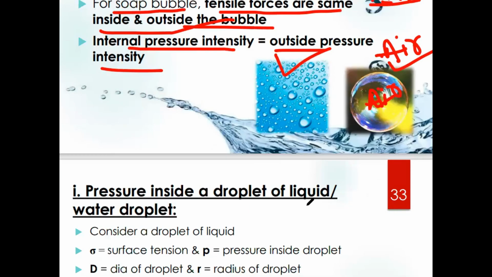So next you have the pressure equation. The pressure equation for a water droplet and a liquid jet, because the internal pressure for a water droplet and liquid jet is more compared to the outside pressure, and in case of a soap bubble it remains the same. So now we have three equations: the pressure equation for a water droplet, liquid jet and soap bubble. We'll see them one by one.